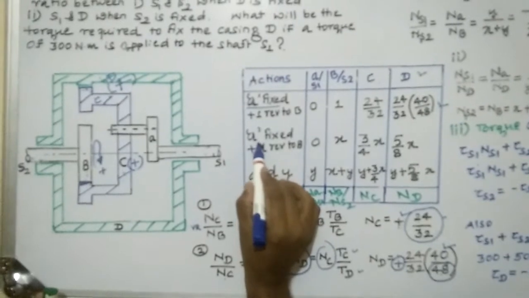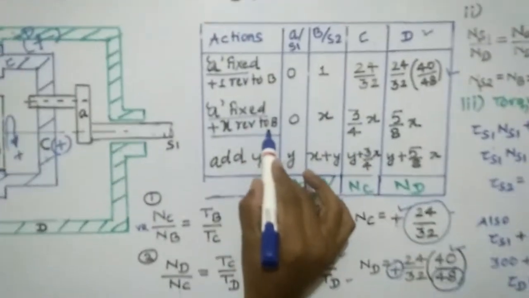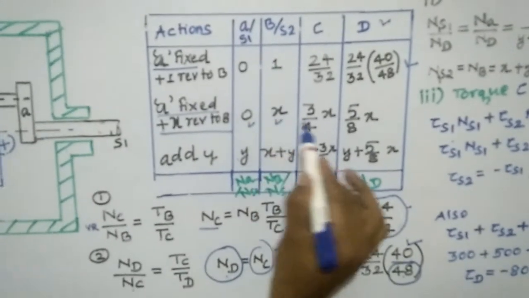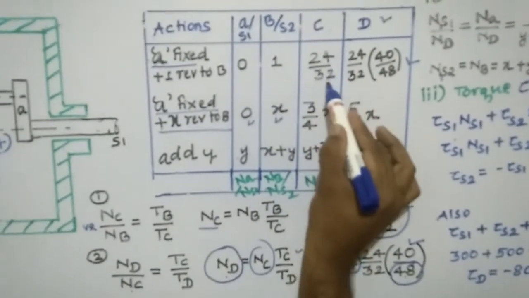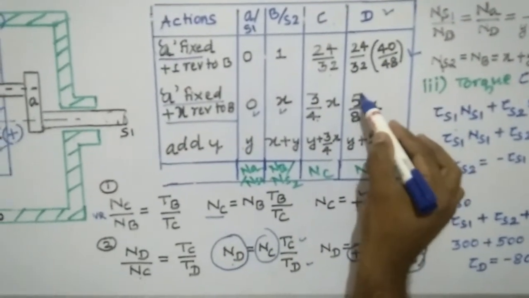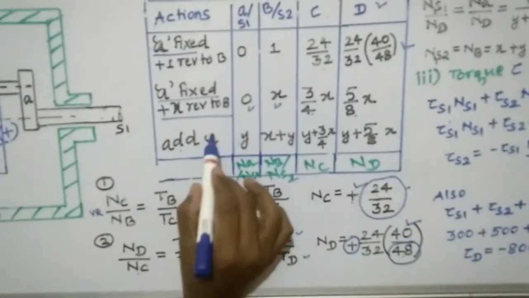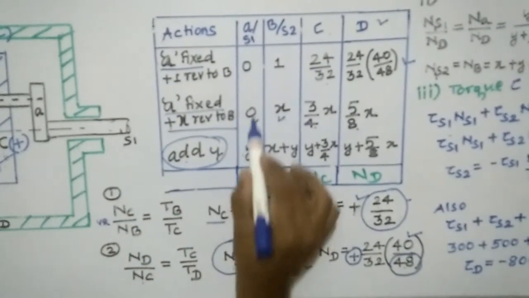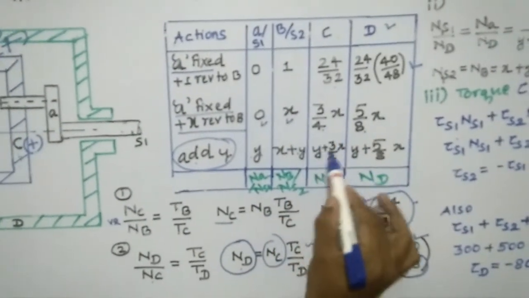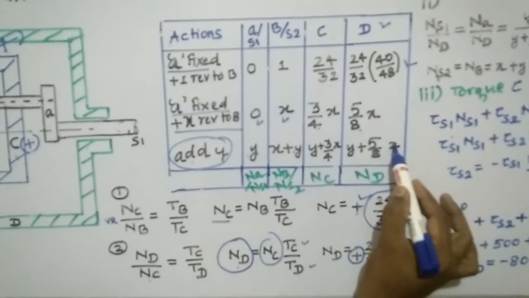Then same as before, fix the A and give X revolution. Plus X revolution means clockwise direction to the B. Fix as it is, 0. This is the X. I made a simple calculation, 24 by 32, it comes as 3 by 4. Here also I made a simple calculation, it comes as 5 by 8 into X. Then for the whole system you have to give the Y revolution. This is the initial 0 plus Y, it comes as Y, X plus Y, Y plus 3 by 4 into X, Y plus 5 by 8 into X.